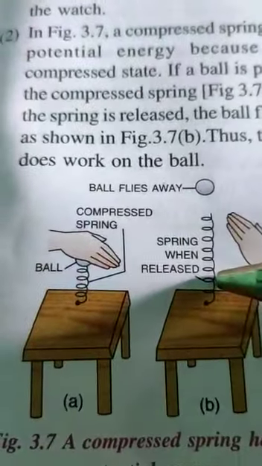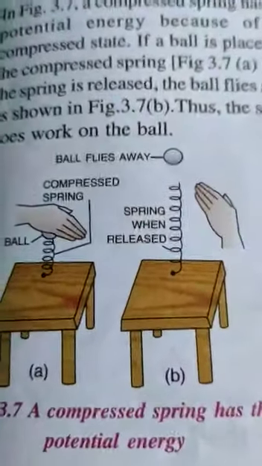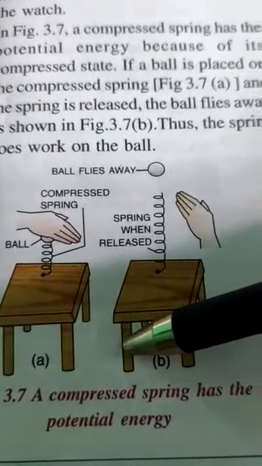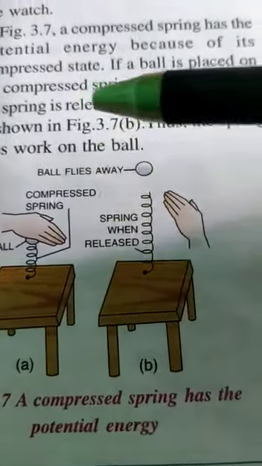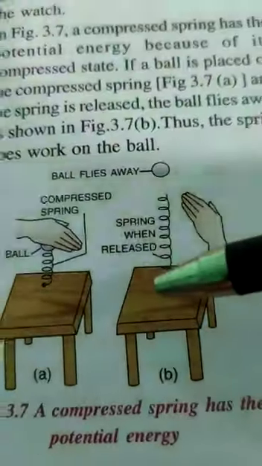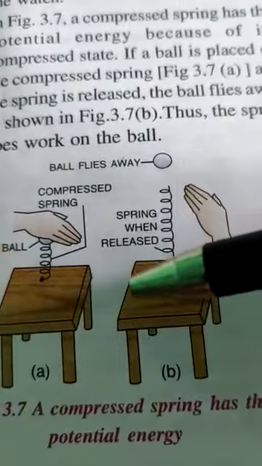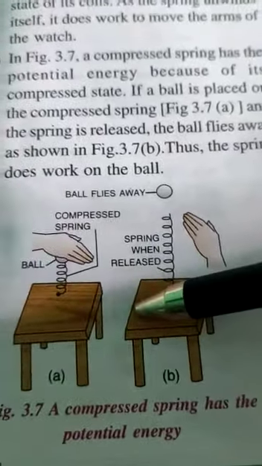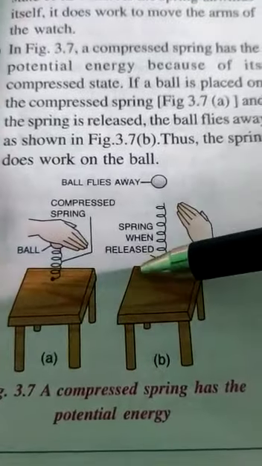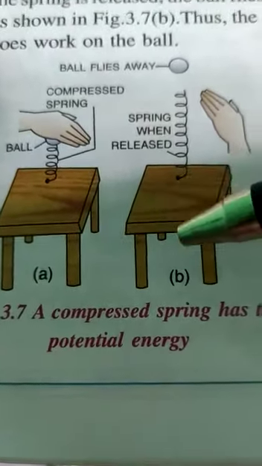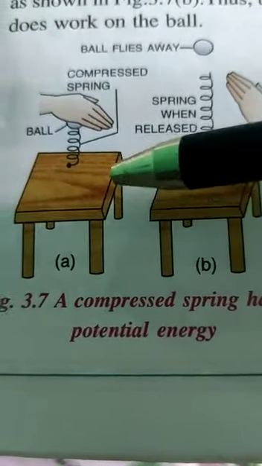Some examples, see here. A wound up watch spring has potential energy because of the wound up state of its coil. As the spring unwinds itself, it does work to move the arms of the watch. See this example. A compressed spring has potential energy because of its compressed state.